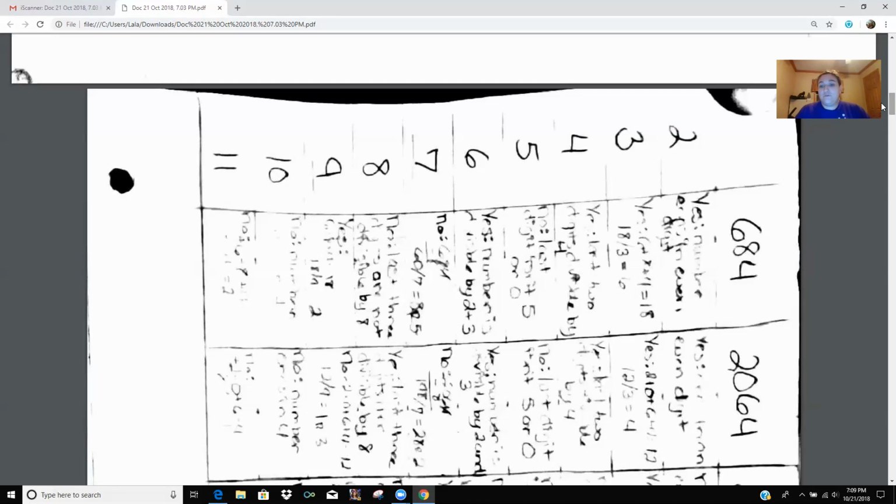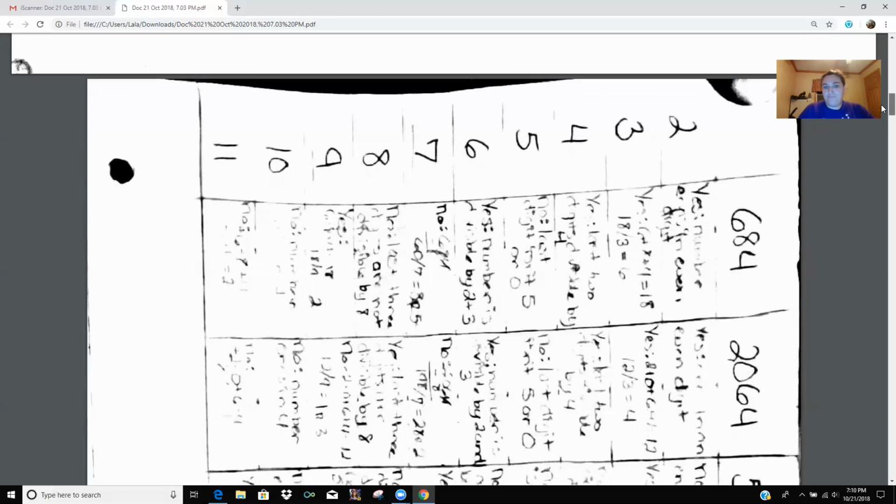Is 3 a divisor of 684? In order to figure that out, you add up all 3 digits, 6, 8, and 4, which gives you 18, and then you divide that by 3, and it's divisible by 3, so 3 is a divisor of it. Let's do a harder one. 9 is similar to what we just did with 3.